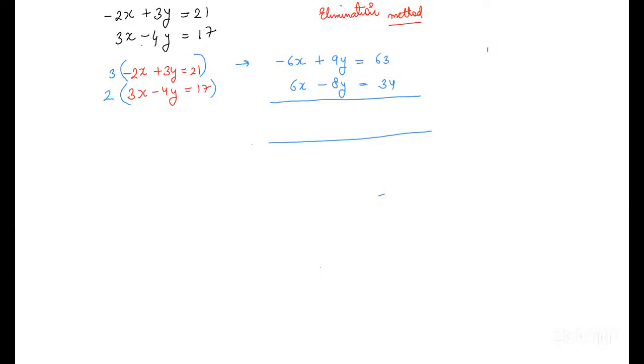So if different signs are there, we simply add. Adding doesn't change the sign. Only subtraction changes the sign. So this plus 6 and this minus 6 will cancel, and it becomes y equals 37. It's simple. And then, with y equal to 37, you can put it in any equation to get the value of x.